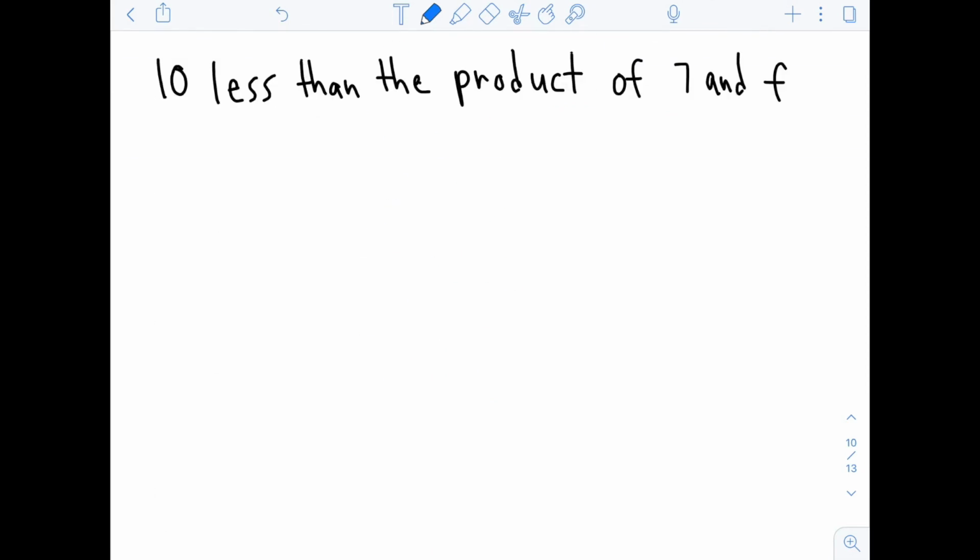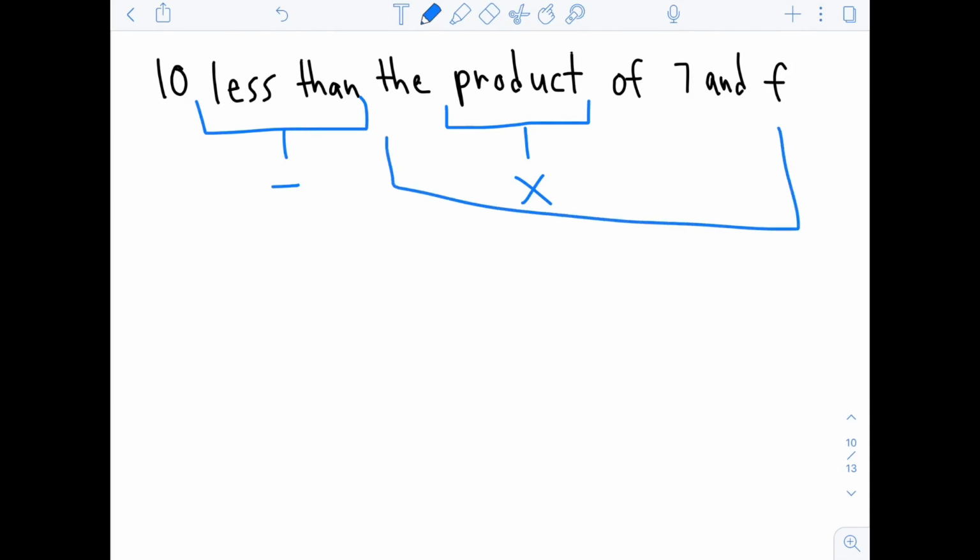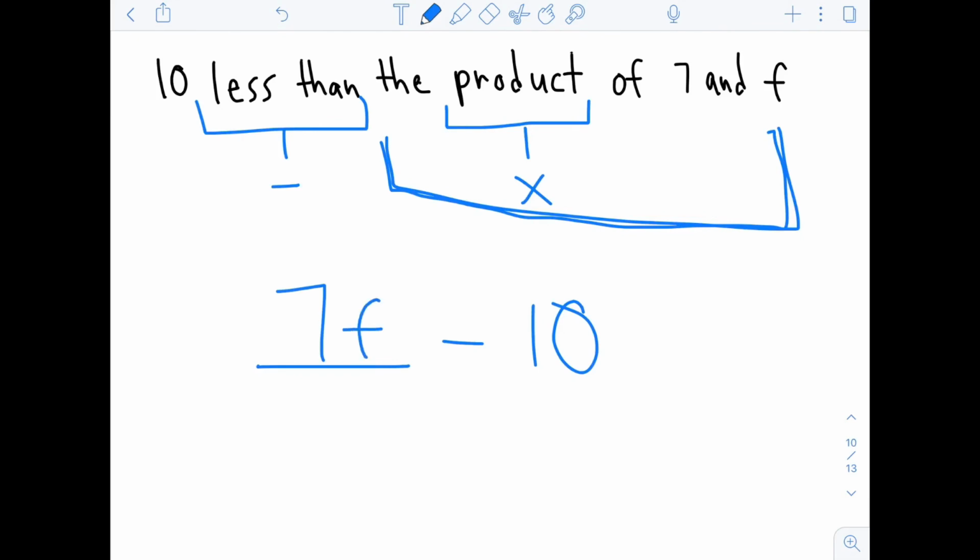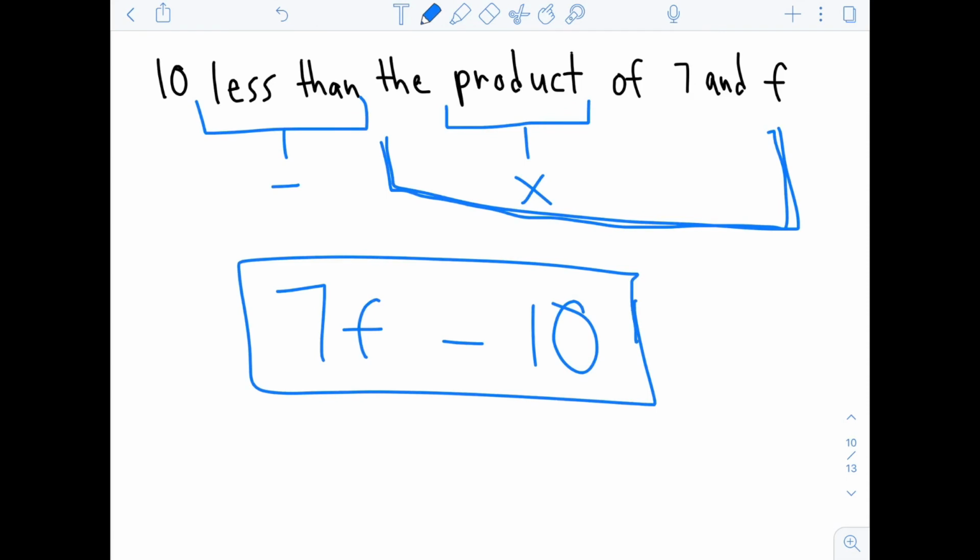So this one, 10 less than the product of 7 and f. We have two operations. We have less than, that indicates subtraction, and product is multiplication. So we have 10 less than all this. 10 less than whatever is in this blue bracket I drew. And what that is, is the product of 7 and f. So it's 10 less than 7f multiplied together. And that's it. 7f minus 10.